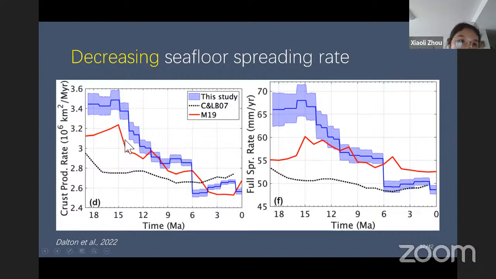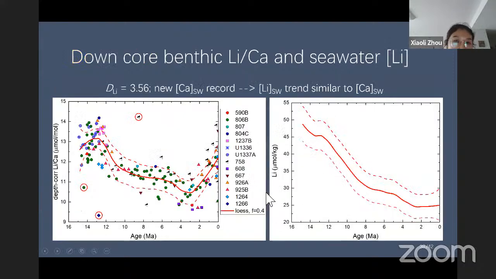has been decreasing. So generally, we think that the hydrothermal flux is proportional to the seafloor spreading rate. So that means the hydrothermal flux of calcium has also been decreasing from the mid-Miocene toward present. So other than calcium, the changes in weathering and hydrothermal can also affect other elements like lithium and magnesium.